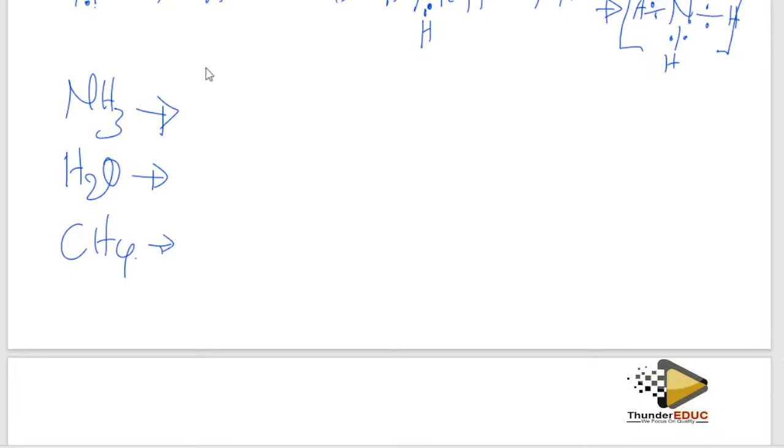So which shape does this form using the Lewis diagram? Yes. So you have to find out now, for example, nitrogen. This one is nitrogen. Nitrogen, does it have a lone pair? Yes.